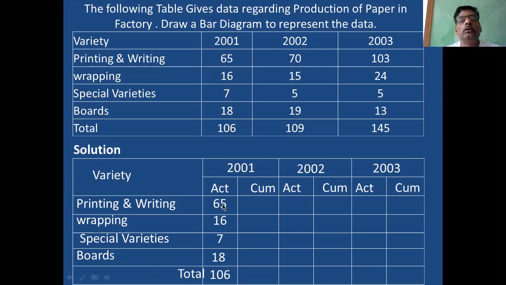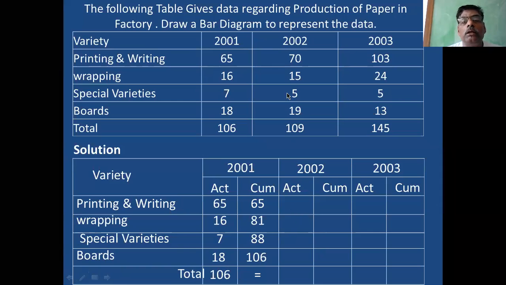Cumulative means you have to add one to another. First, 65 is here. You take the 65. 65 plus 16, the next number is added to get the next cumulative number, 81. 81 plus 7, 88. 88 plus 18, 106. This 106 must tally with the total. Okay, 106 is equal to 106 total.